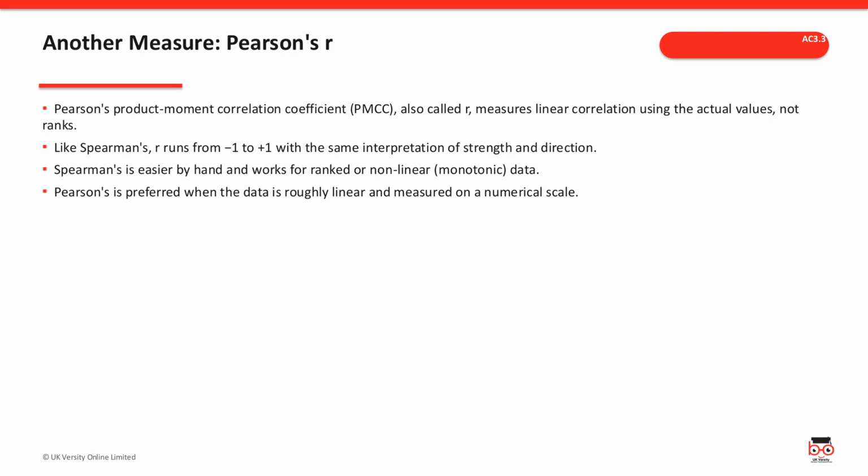Spearman's isn't the only game in town. Pearson's product moment correlation coefficient, usually just called R, measures linear correlation using the actual values rather than ranks. Like Spearman's, it runs from -1 to +1 with the same reading of strength and direction. Spearman's is easier to do by hand and copes well with ranked or steadily increasing data, whereas Pearson's is the one you'd prefer when the data is roughly linear and measured on a proper numerical scale.